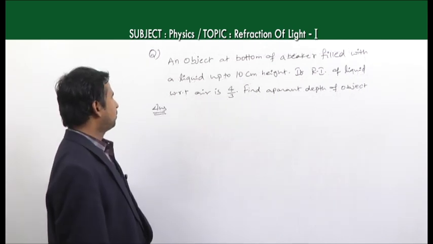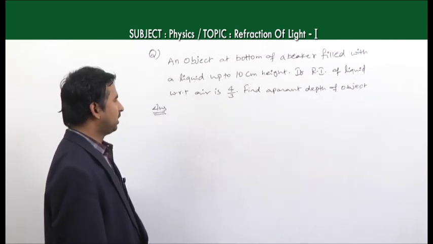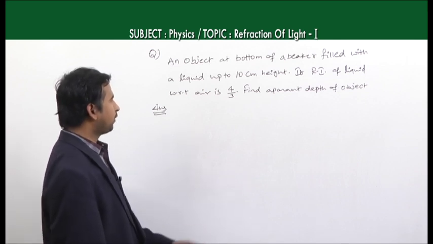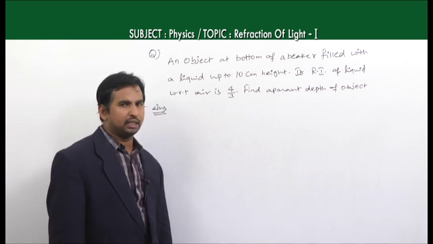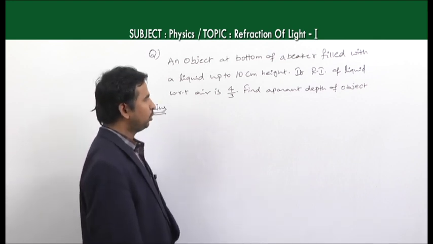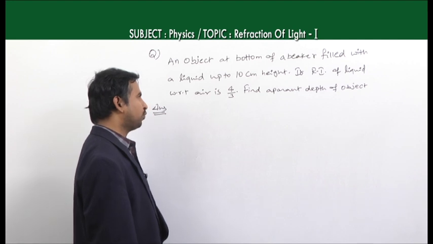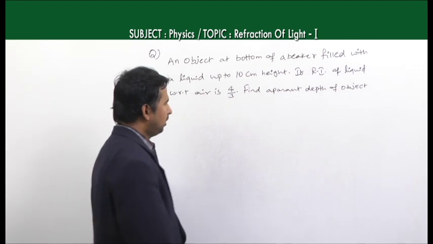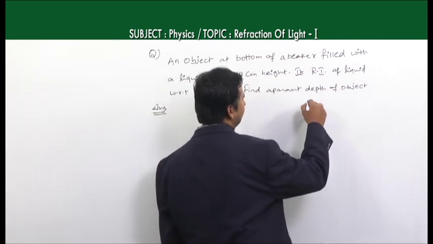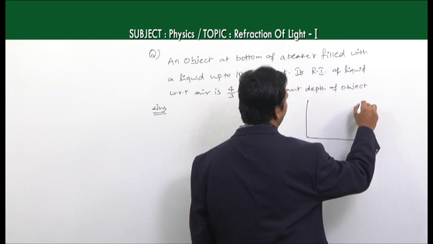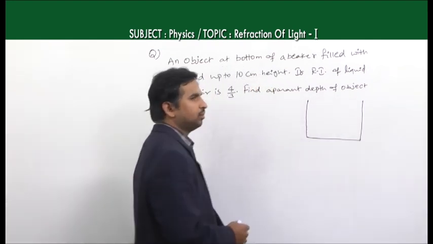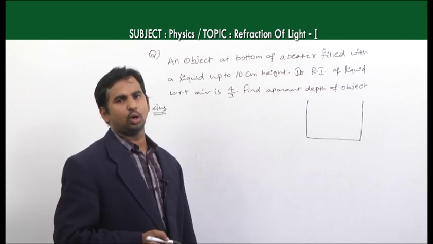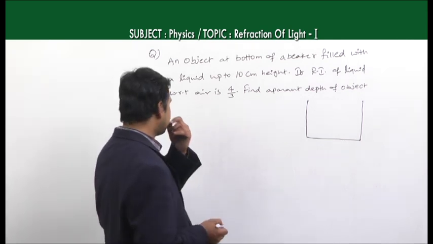Now the next given question: an object at the bottom of a beaker is filled with a liquid up to 10 centimeters height. If the refractive index of the liquid with respect to air, because the light ray is coming from air into this liquid, is given as 4/3, we have to find the apparent depth of the object. We know that one of the important effects of refraction is that when you take any object inside some transparent liquid like water, there is a change in the position of the object due to the refraction effect.